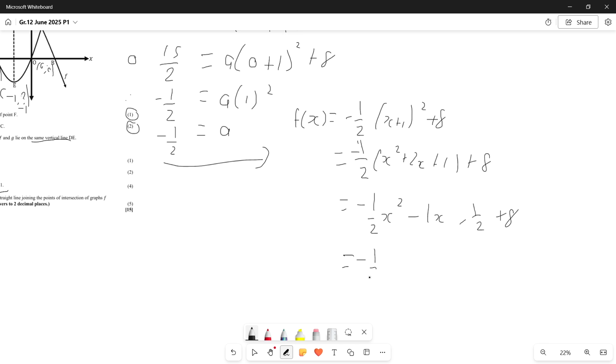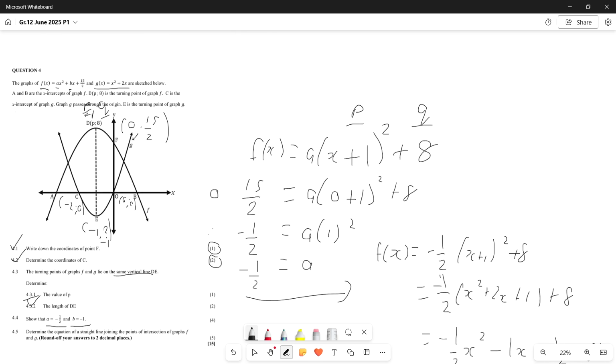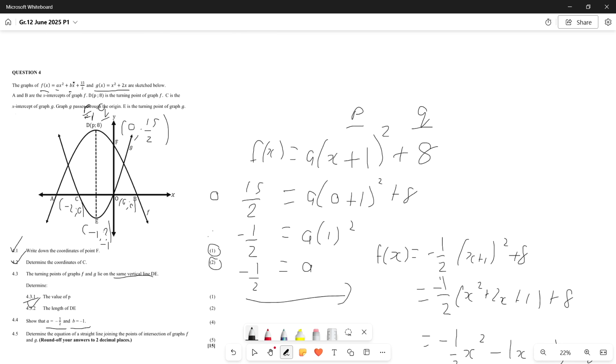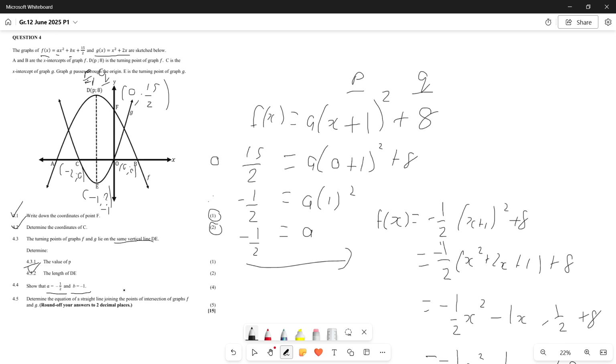And then at this stage, we have minus a half x squared. A reminder that this is our a value. Minus 1x. A reminder that this is our b value. And then minus a half plus 8 is positive 7.5. And that is our c value. And that is what we had up here. 15 over 2 is 7.5. And that is our y-intercept in our quadratic equation formula, where it's in quadratic form, not the turning point form. So we showed that a is negative a half, b equals negative 1.